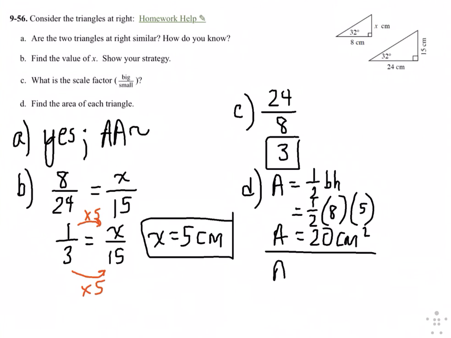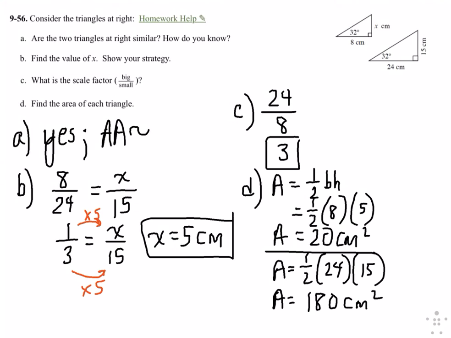And the area of the larger one is 1/2 times 24 times 15, right? So the area comes out to be 1/2 of 24 is 12, times 15 is 180, right? 180 centimeters squared. And we can box those two areas.